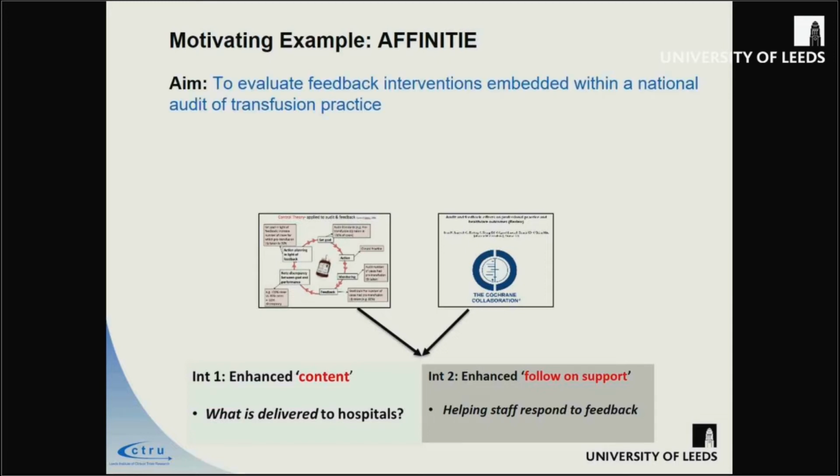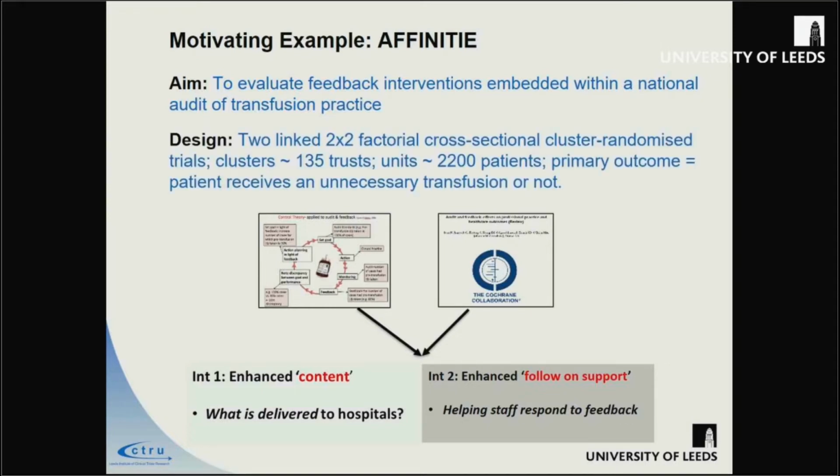So the aim of the trial, the programme, was to evaluate feedback interventions embedded within a national clinical audit. So we were doing this at scale, across the whole country, and therefore it's relatively large in terms of size. There were two of these trials in two different audit topics, but I'm only going to concentrate on one today. We were talking about 135 NHS trusts across the country and about 2,000 patients, and our primary outcome was whether a patient received an unnecessary blood transfusion or not.